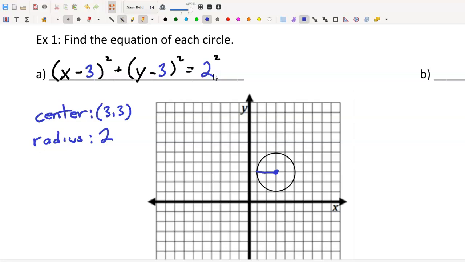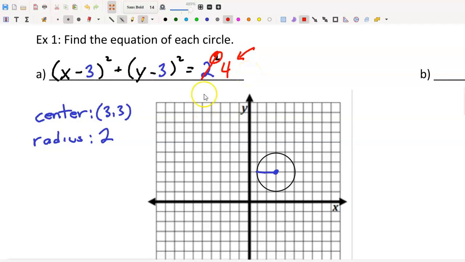And that's about it. Generally, we do simplify 2 squared. Instead of writing 2 squared, we would put 4. You just have to be careful looking at 4, knowing that's not the radius. Right? 4 is not the radius. It's the 2. So if you have just a number here without this square, you have to take the square root of it, and that will give you the radius.